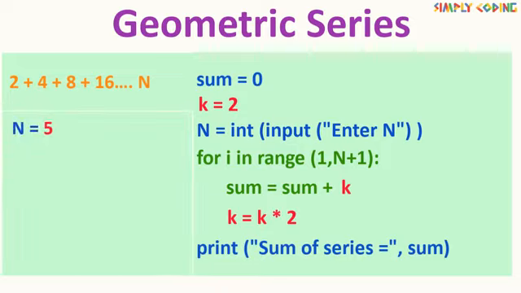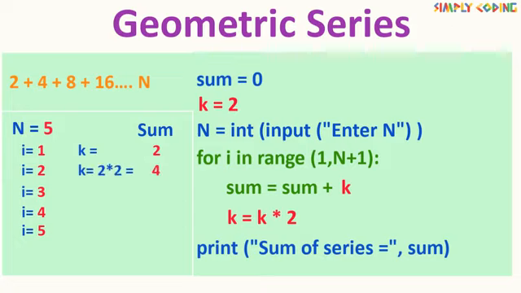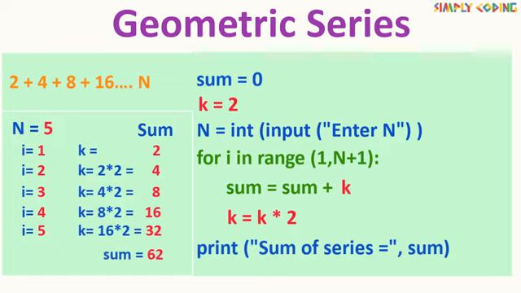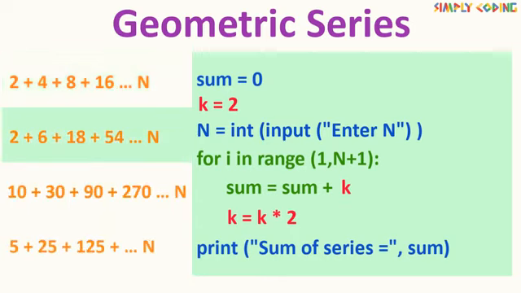So if a user enters n is equal to 5, the loop will run 5 times and k, which is our term, will start with 2, then it will get added to sum. Then it is multiplied by 2 to get the next term, which is 4. Then the loop will repeat and it will get added to the sum, and then again multiplied by 2 to get 8, and then 16, and then 32. Every time it will get added to the sum, so the sum value will be 62, and this is our program for the series. Let's look at the next series.